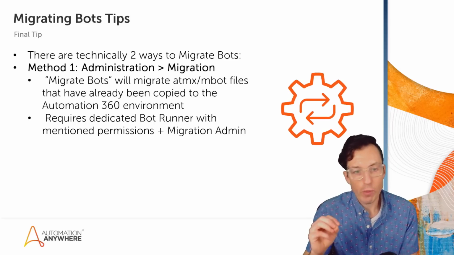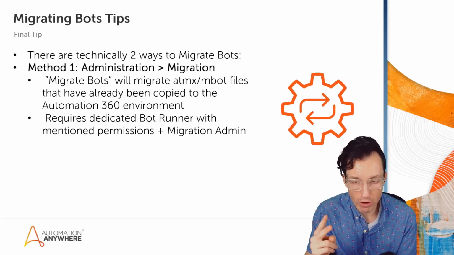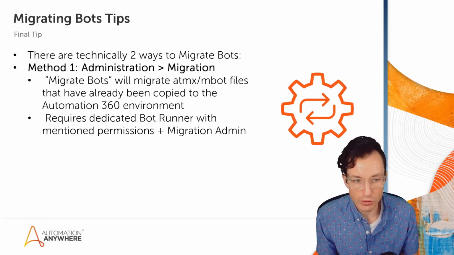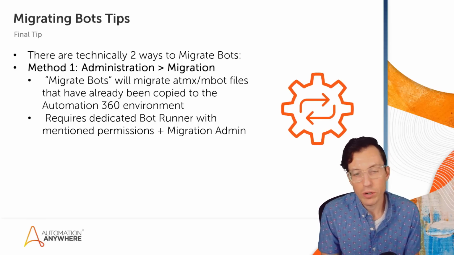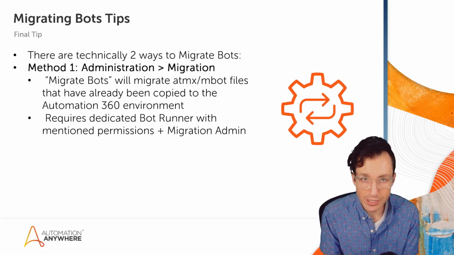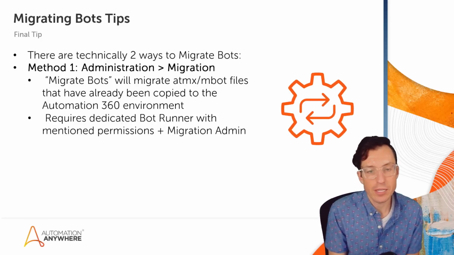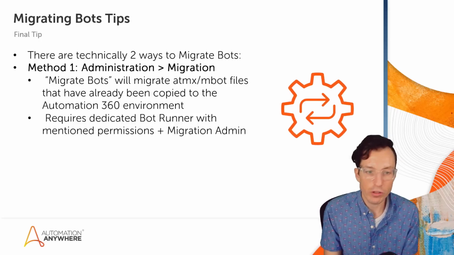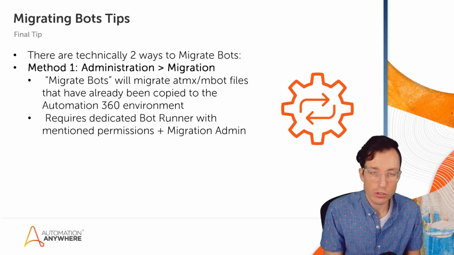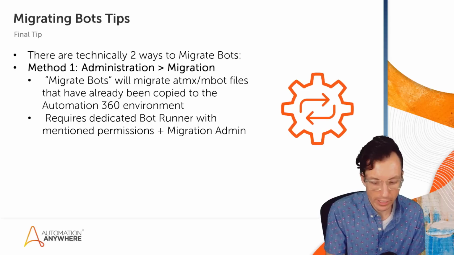Now, before we get too far into our demo here, I do want to talk about the fact that there's actually two ways to migrate bots. The way that we've talked about so far is running the migration wizard, I think is what you would call it. So you would migrate all ATMX and MBot files that have already been copied to the Automation 360 control room. And I'll show you that here in a second. We'll be able to see those ATMX files. We'll be able to see those MBot files. We'll be able to convert them using this migration wizard. This does require a dedicated bot runner with those permissions, as well as a migration admin user. And we'll set both of those up here in just a second.